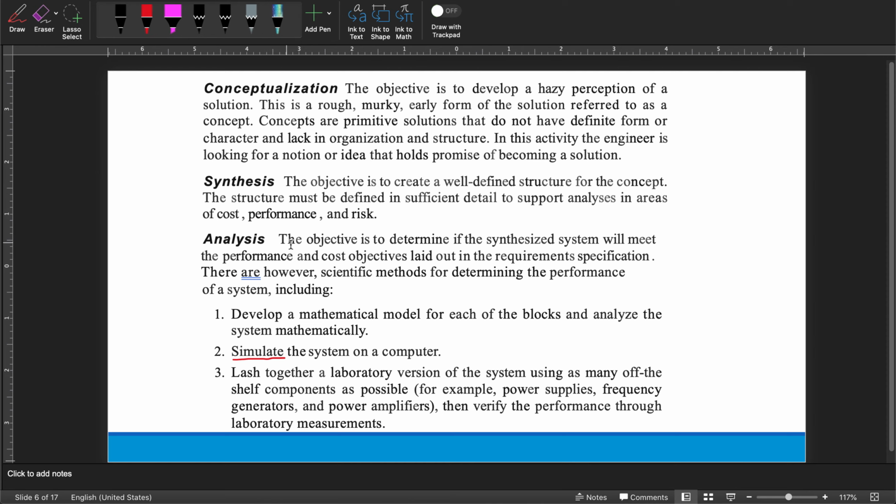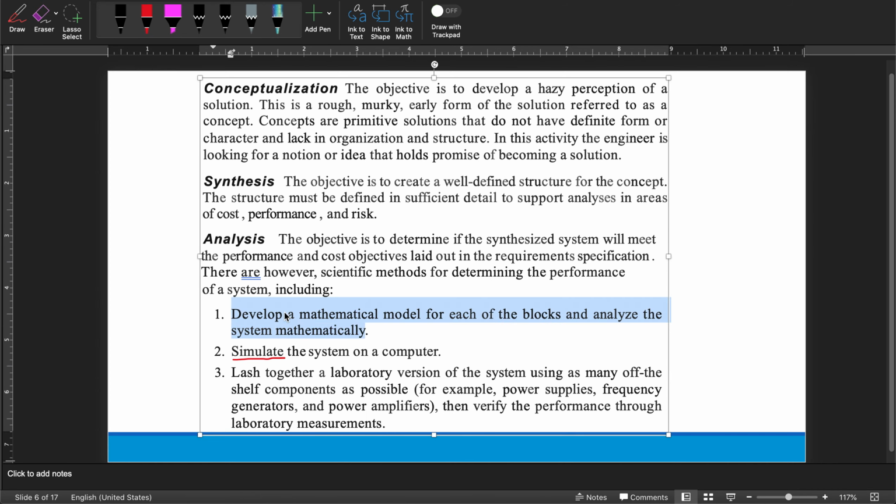And the analysis part is the most important, actually. It's used to determine if the synthesized system will meet the performance and cost objectives. In other words, does it meet the specs? And depending on how well your system is modeled, you can actually get a pretty good idea how it's going. So in the analysis, you could be doing several of these things: developing a mathematical model, simulating the system using Simulink, and then you could even actually, like in the guitar example, lash together a laboratory version of the system with some components and see how well it works.